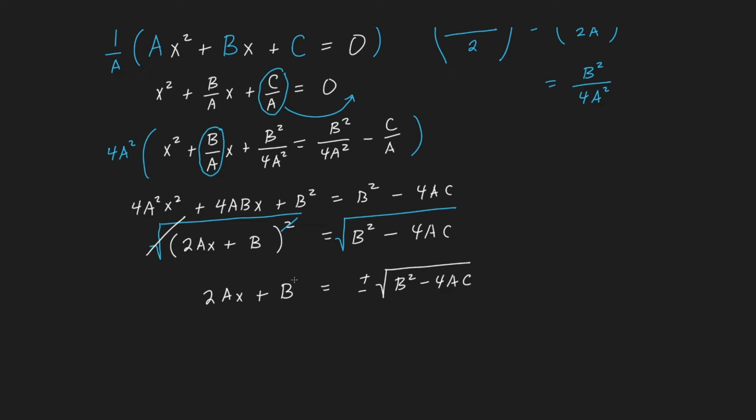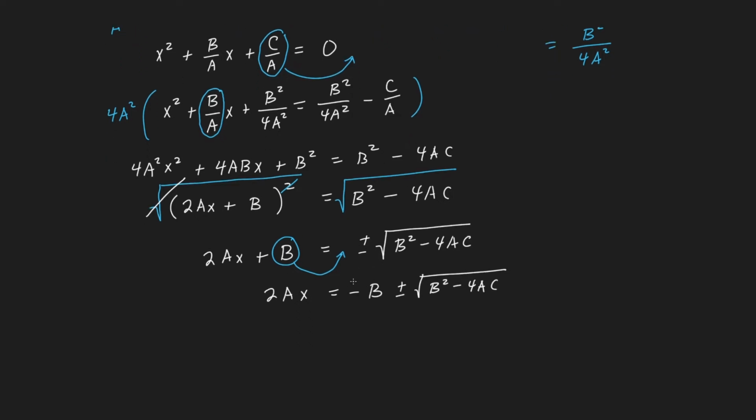Okay, so next step, we're going to move this b to the right side. So that's going to become a negative b. And here I'm just going to copy this. Plus minus square root of b squared minus 4ac. And here on the left side, we're going to have 2ax. And guess what? We can just divide the whole equation by 2a to isolate x on the left side. So here we're going to get minus b plus minus the square root of b squared minus 4ac, all over 2a.